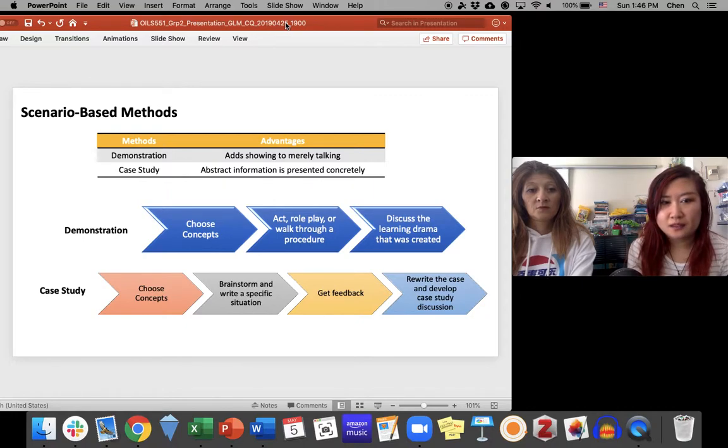and then rewrite the case and develop case study discussion. Demonstration, on the other hand, is a very lively method. Essentially, you choose the concepts based on the materials that you want to deliver, and then you act it out. And by acting it out and by actually having audience over there, you can present your concepts in a very real life way. So essentially, it's a type of case study, but then in real life. And then you discuss the learning drama that was created and see if the demonstration is a good case or not.